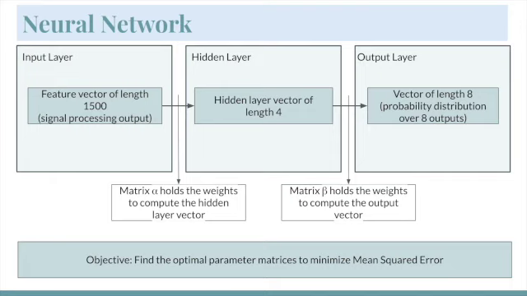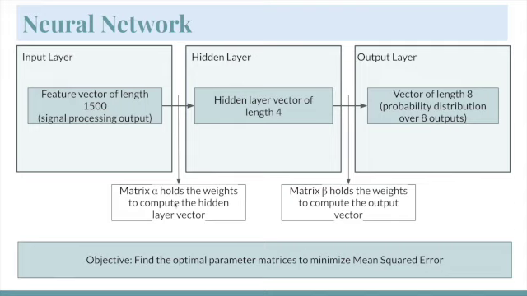The second layer, or the hidden layer, has 4 hidden units. And finally, the last layer, or the output layer, is a vector of length 8, representing the probability distribution over 8 classes, each class representing 1 word that the user can speak for our speech recognition algorithm.